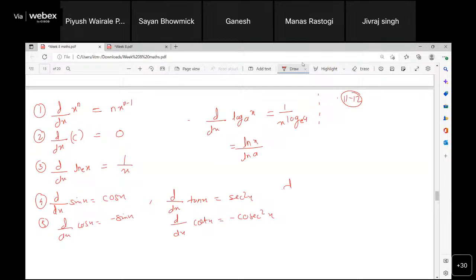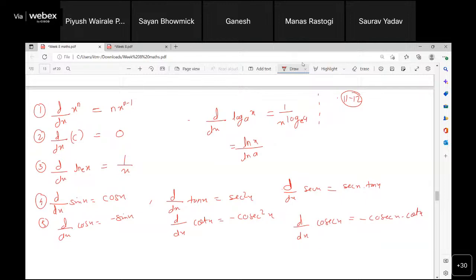Okay. Derivative of sec x and derivative of cosec x. Derivative of sec x is sec x tan x. Derivative of cosec x is minus cosec x cot x. Right? Okay. So these are the standard derivatives.